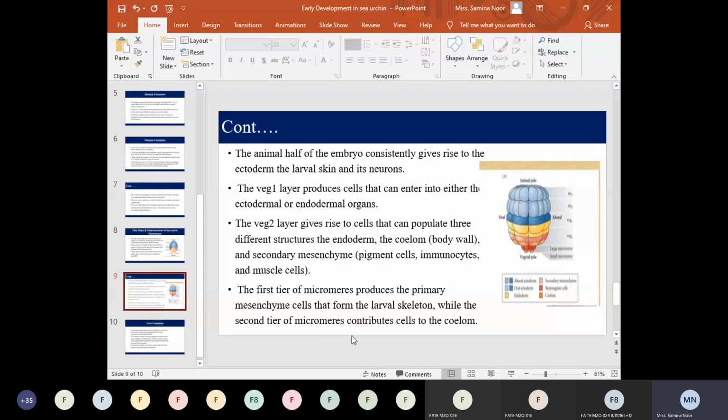While the second tier of the micromeres contributes to the coelom. Okay? So as you can see here, the micromeres are of two types. The first tier of the micromeres are known as the large micromeres, and the layer of micromeres located just below the large micromeres are known as small micromeres. Large micromeres produce the primary mesenchyme, in future known as skeletogenic mesenchyme, and the cells of the small micromeres contribute to the coelom.